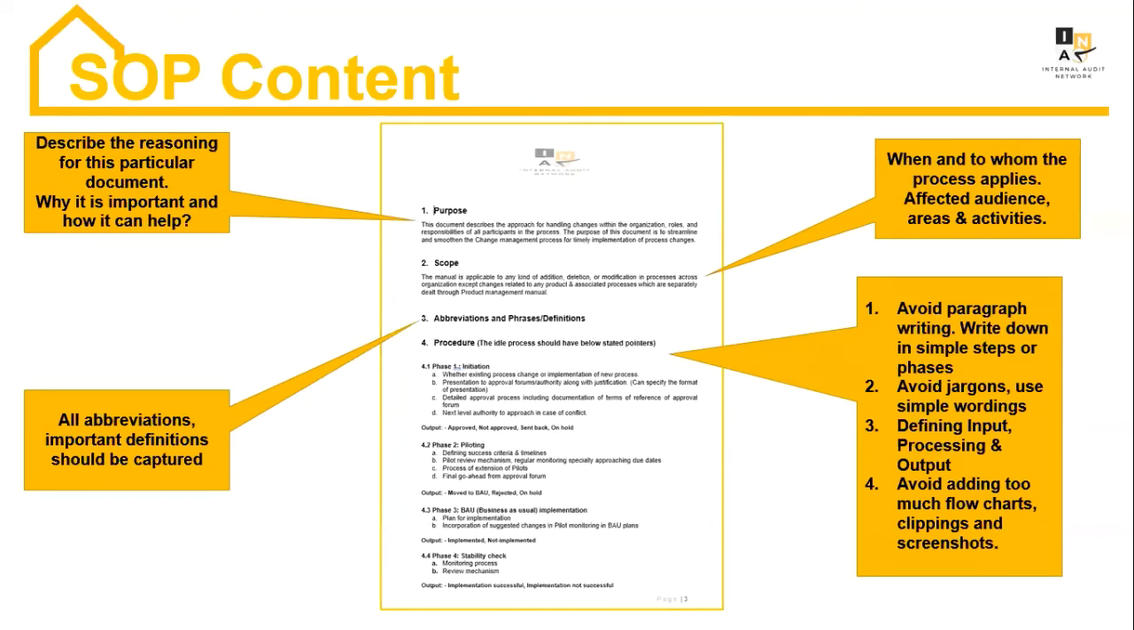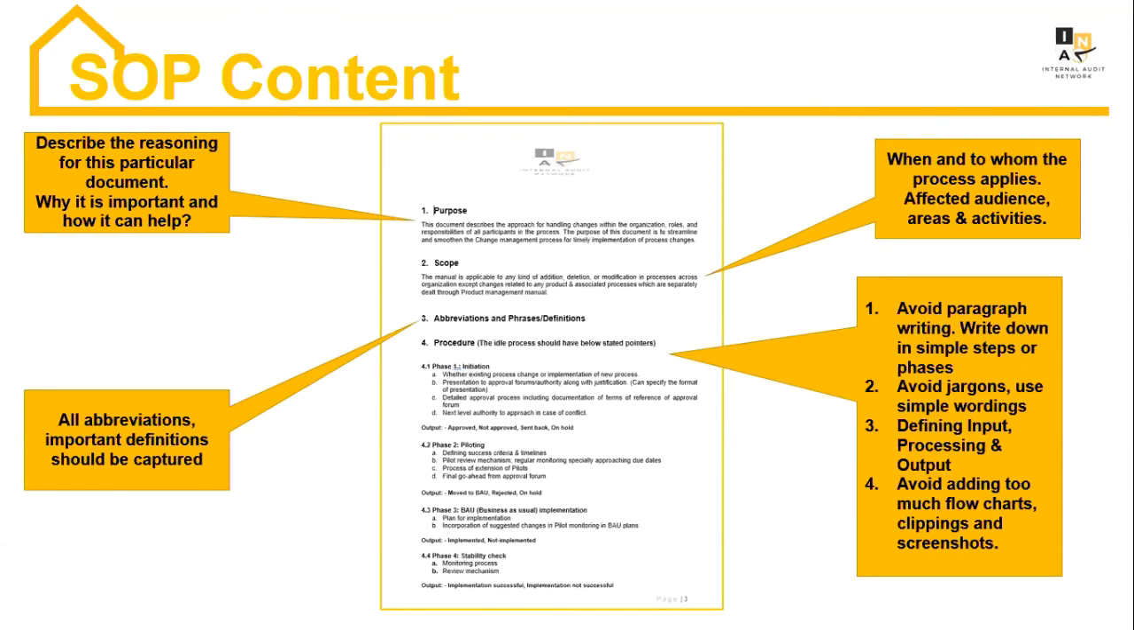I have seen so many SOPs, and in a few of them the flowchart is so big, and the wording is so small that you can't read the flowchart. You have to take a printout and then read it, or you have to zoom in, zoom out, and all these things. So avoid using flowcharts, and even if you are using them, please be clear and make them small.